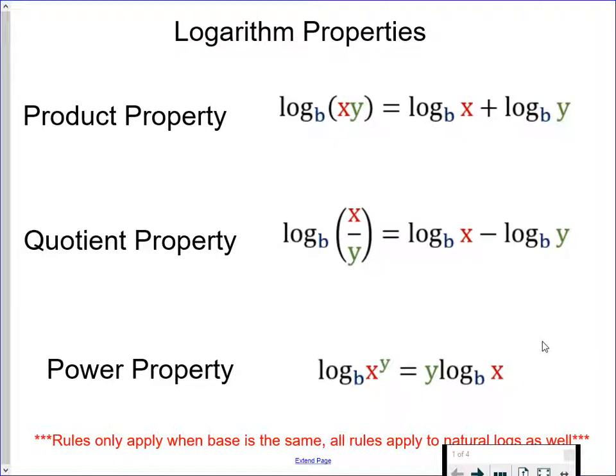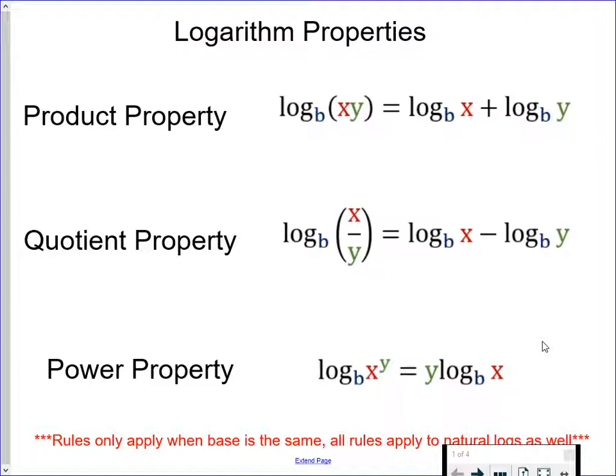Okay, so remember your exponent properties. If you're multiplying with the same base, you add your exponents, right? When you were dividing with the same base, you subtracted your exponents, all right? Logarithms, they're the inverse of exponents, so they're gonna have the same properties. If I'm multiplying two things inside of a logarithm, I can expand it using addition. If I'm dividing, I can expand it with subtraction.